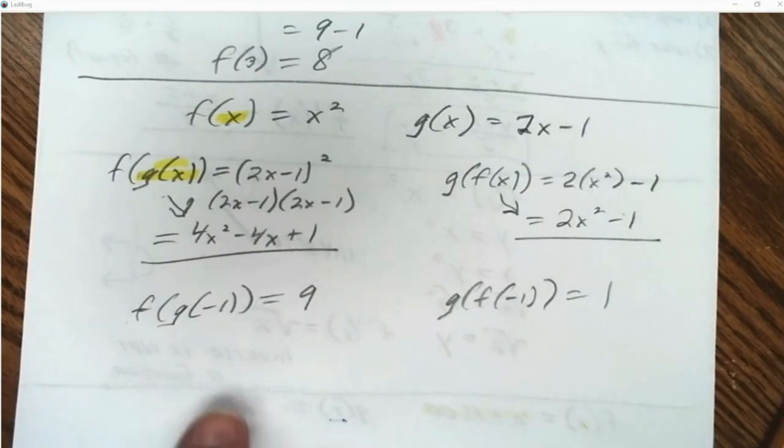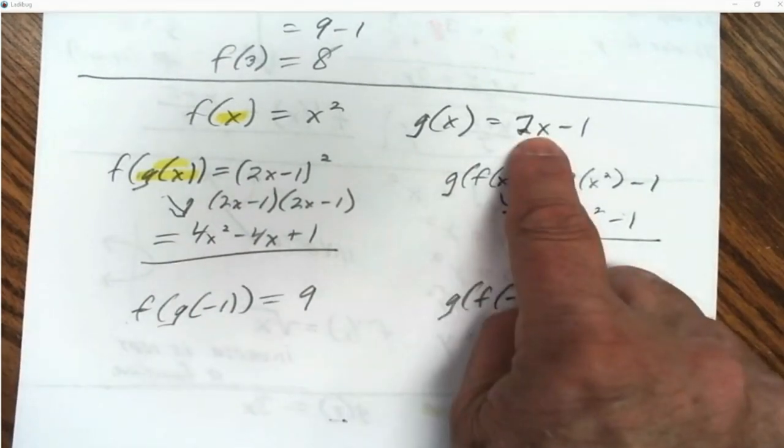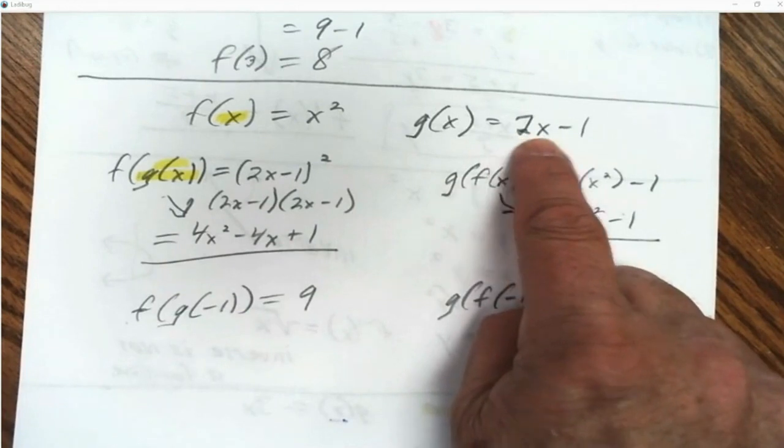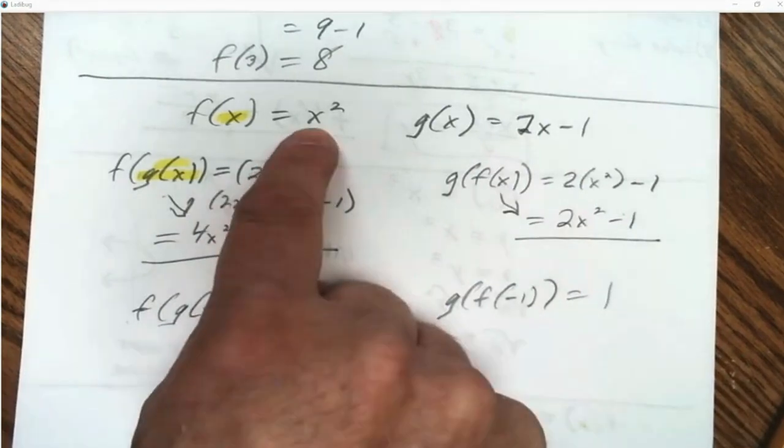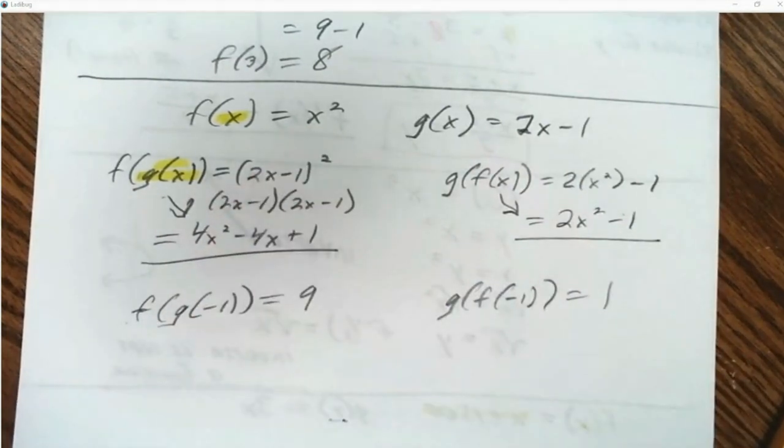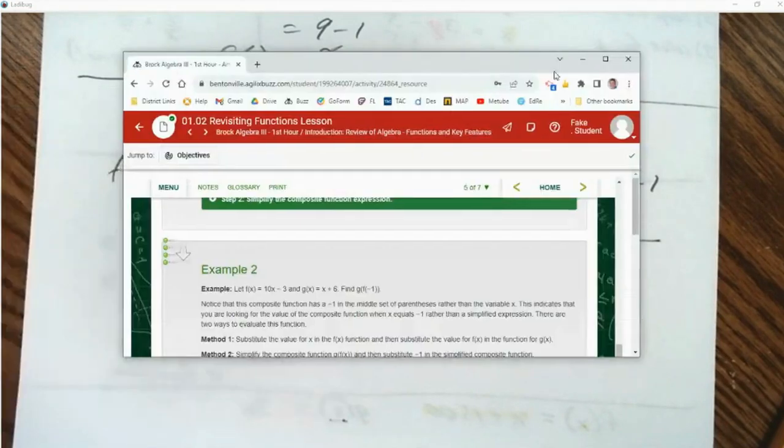And again, you can substitute the -1 there first. That would be -2 minus 1 is -3. And then put it in f. -3 squared is 9. So it'll work either way. Let me put this back up here.